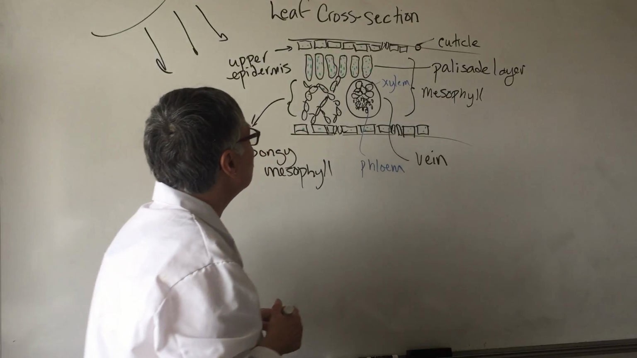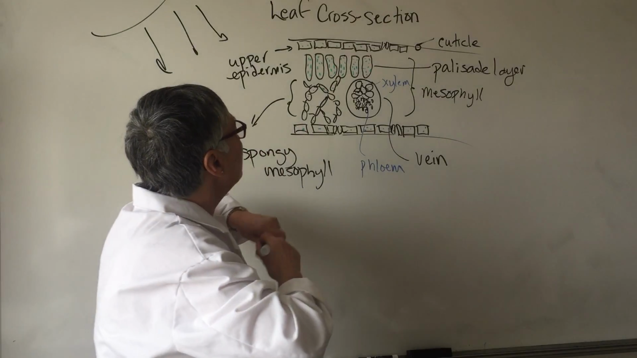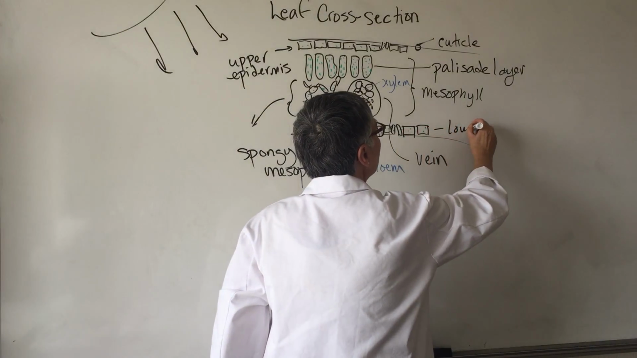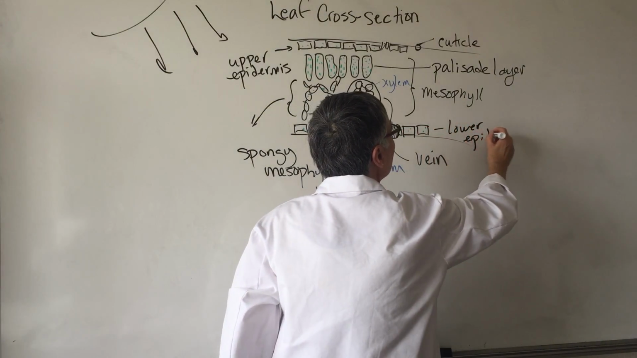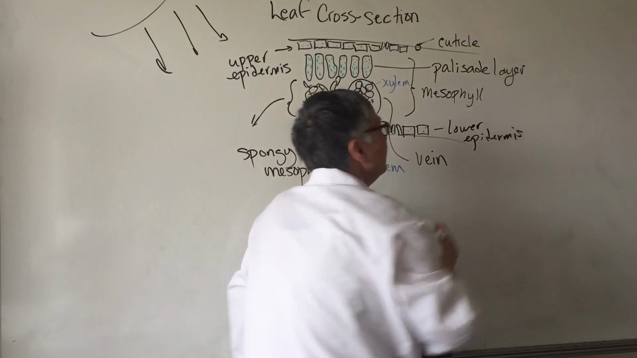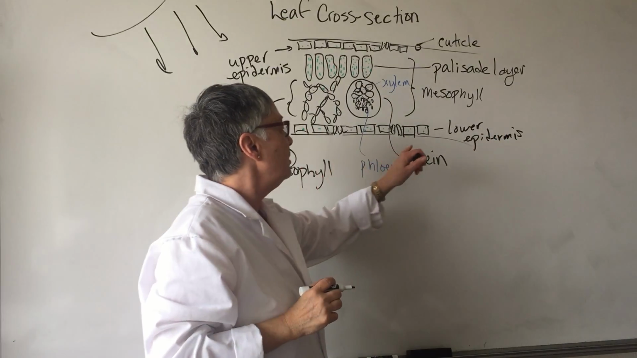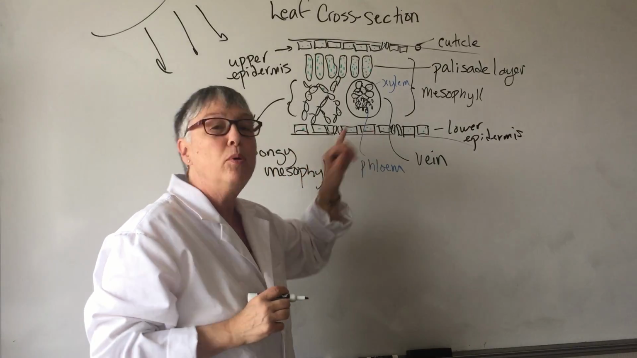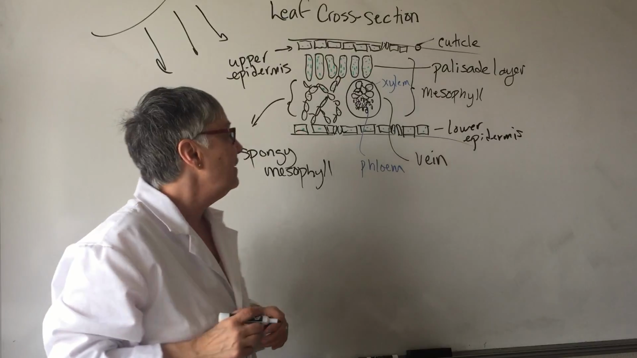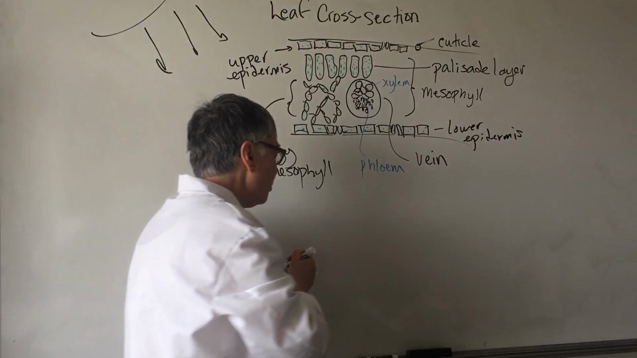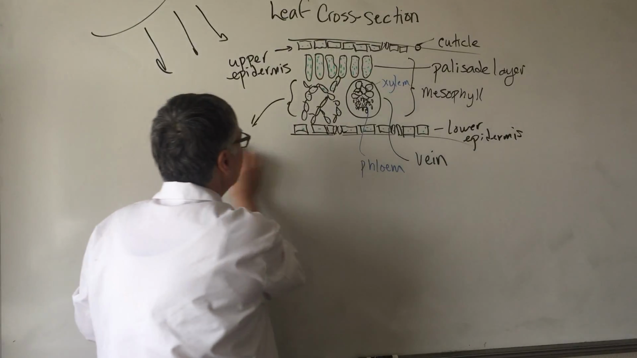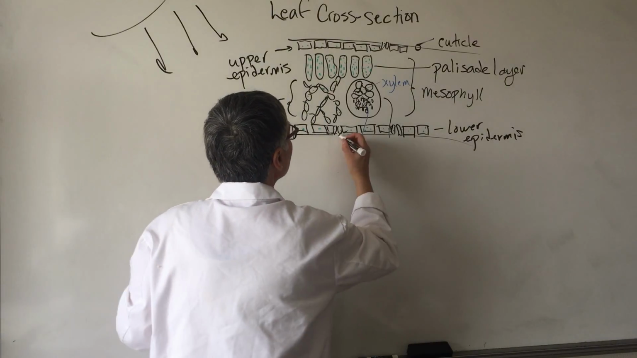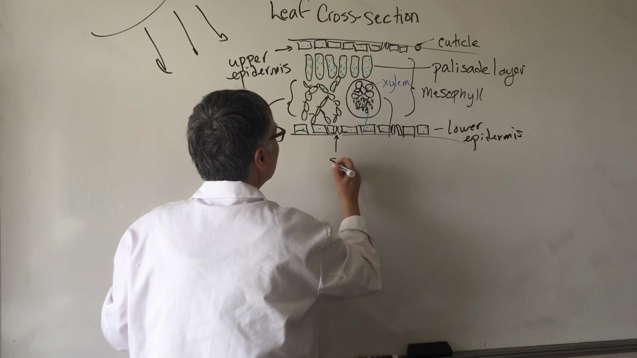Okay, below the spongy mesophyll is what's called the lower epidermis. The lower epidermis is going to be broken up into little areas where you will see pores or openings in the epidermis, and those openings are called stomata. So here's an opening here.